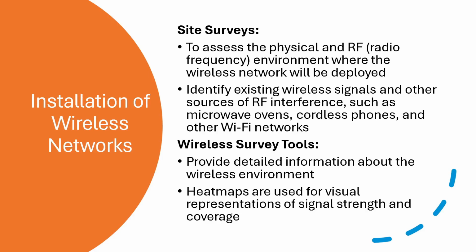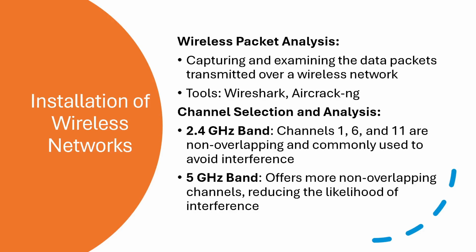Wireless survey tools. Wireless survey tools provide detailed information about the wireless environment and help us survey the sites for wireless installation. These tools use a heat map for visual representation of signal strength and coverage. Wireless packet analysis refers to capturing and examining the data packets transmitted over a wireless network. Some popular tools used for this are Wireshark and Aircrack-ng.